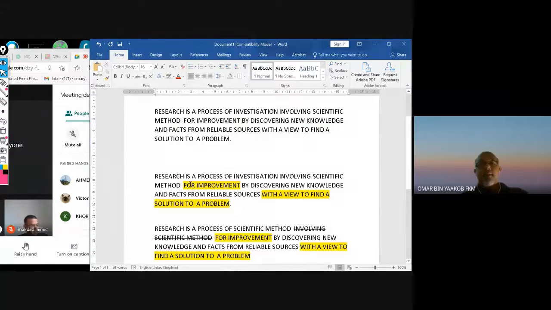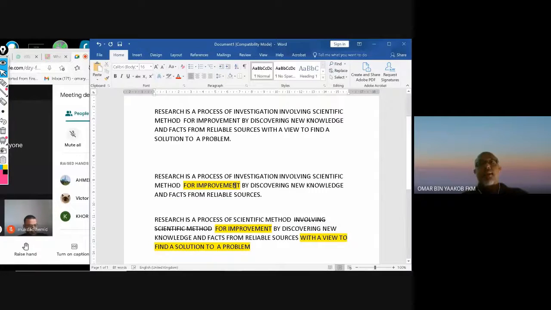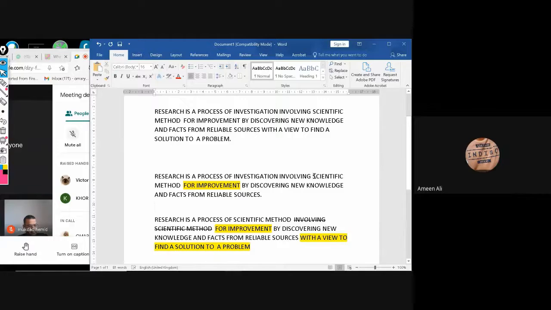Right. This is for improvement. Remove this one. Okay, that's editing. Okay. Research is a process involving scientific method for improvement by discovering. Okay, this is a process of investigation. I forgot already. I think the original one didn't have the words for improvement.